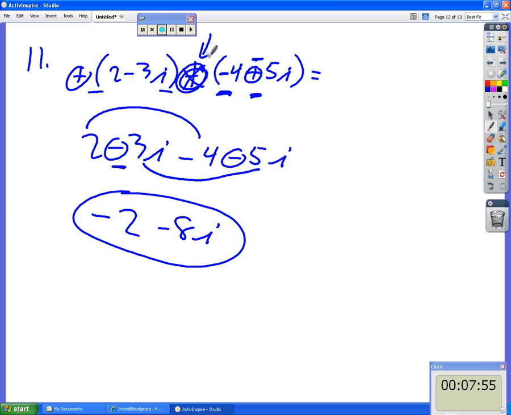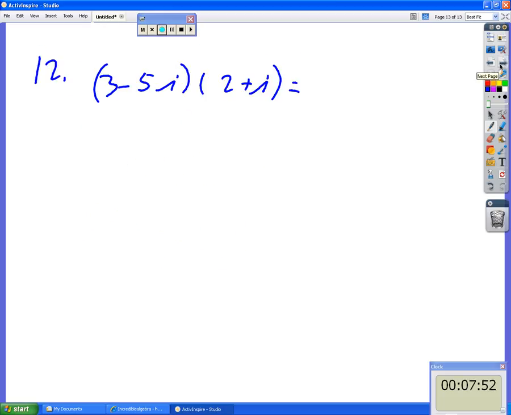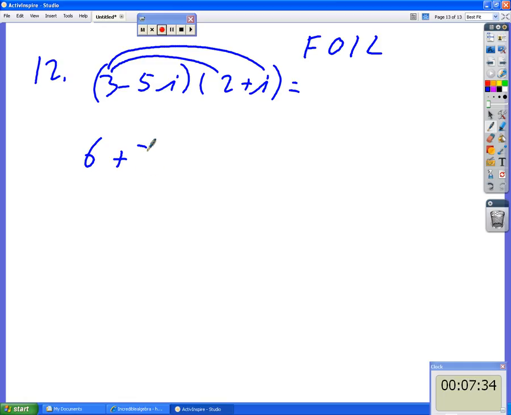Number 12. Same type of problem, except this time we're multiplying. And we simply use FOIL to do it. There is one change we'll talk about in a minute, but we're going to use FOIL. We're going to take the first one times the first one. 3 times 2 is 6. Outside times outside. That's a positive 3i. Inside times inside. 5 times 2 is a negative 10i. And last times last is a negative 5i squared.